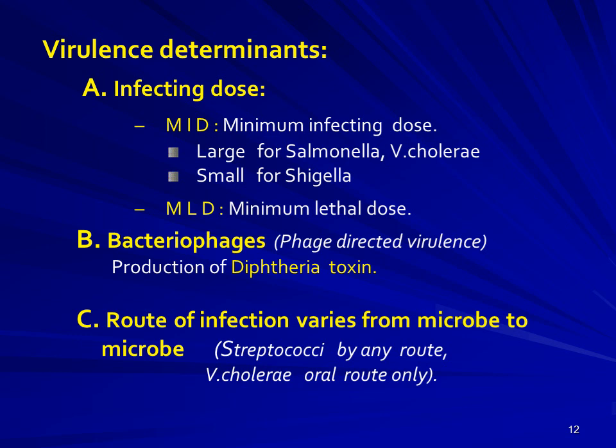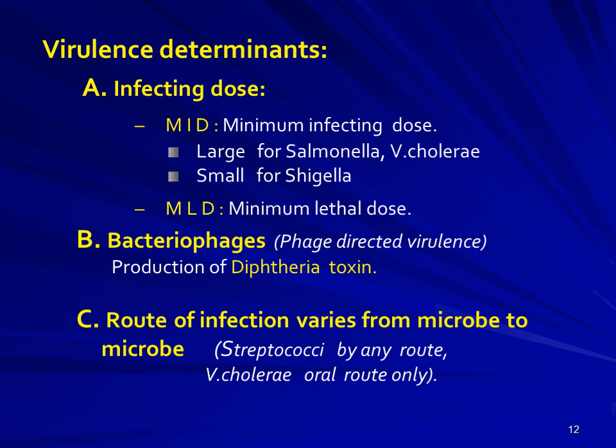Next one is bacteriophages. Bacteriophages are viral particles which can infect bacteria. These bacteriophages direct the bacterium to produce certain lethal substances. For example, in diphtheria bacilli, the bacteriophages are responsible for the production of diphtheria toxin, which is responsible for their pathogenicity. If the bacteriophages are not present in those bacteria, they are not able to produce the disease diphtheria by Corynebacterium diphtheriae.